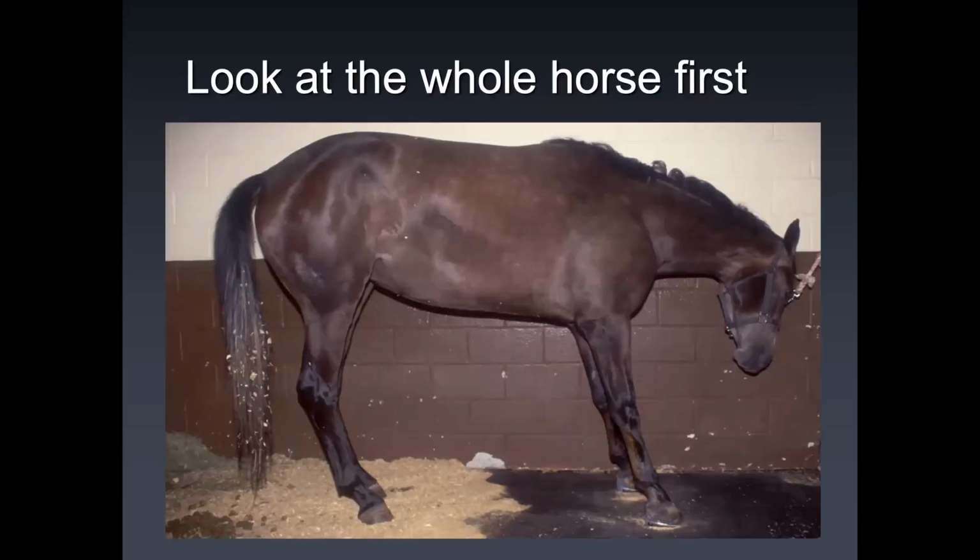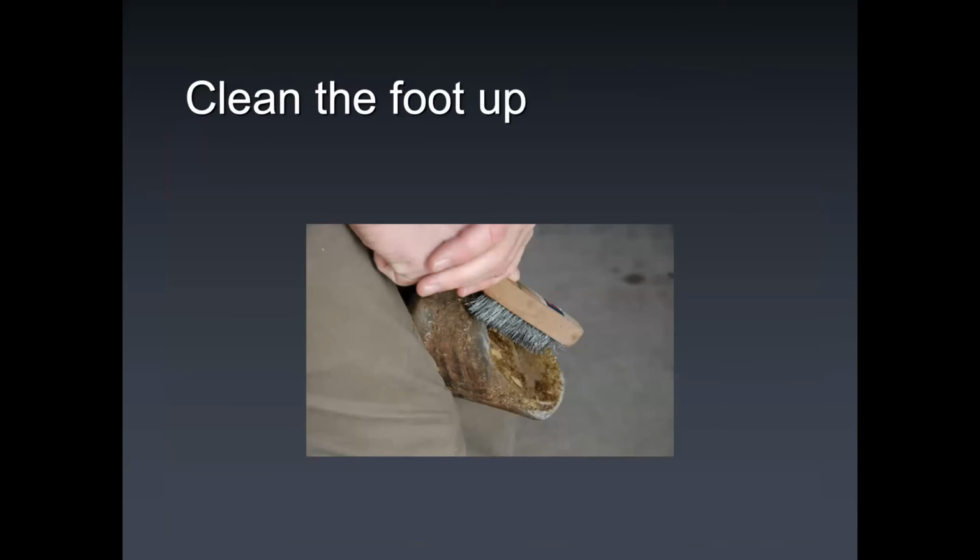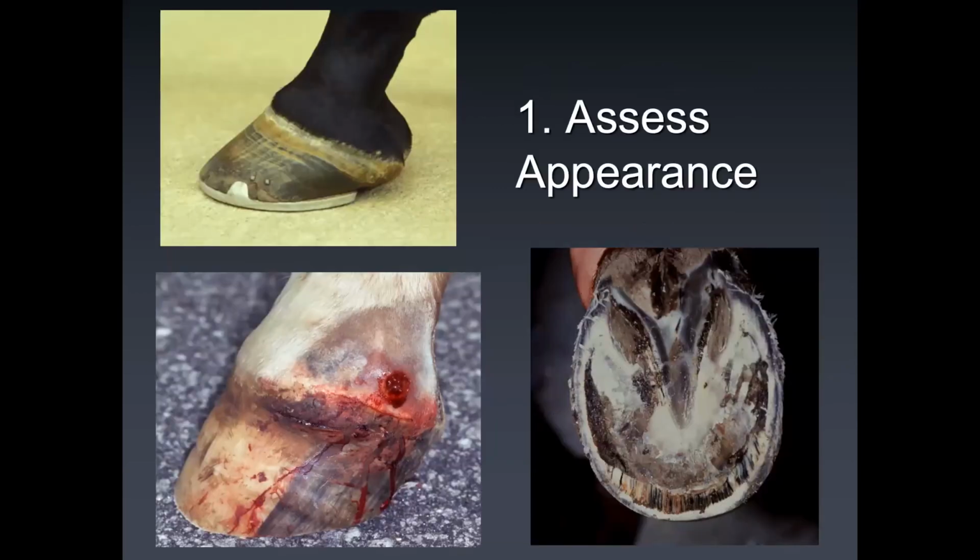Okay, so the first thing to do is don't jump on the foot. Look at the whole horse first. This is a classical stance of a horse with laminitis, but there's lots of things you can get from it. If there's shavings on the flanks, you know it's been lying down, for example. But look at the whole horse. When you look at the foot, it's really hard to tell much about a really dirty foot. Clean it up with a good wire brush.